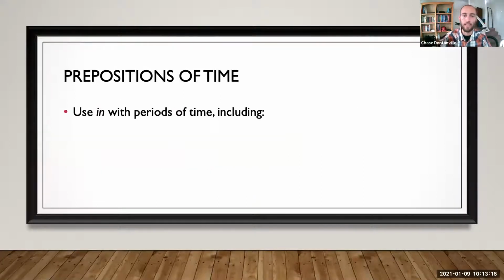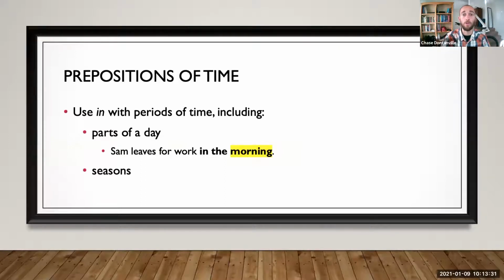In. We use in with periods of time, including parts of a day. So Sam leaves for work in the morning. In the morning is part of the day, just like in the afternoon and in the evening. We also use it with seasons. We usually take a vacation in the summer. So in the summer, in the winter, in the spring, in the fall, okay? Seasons are within.